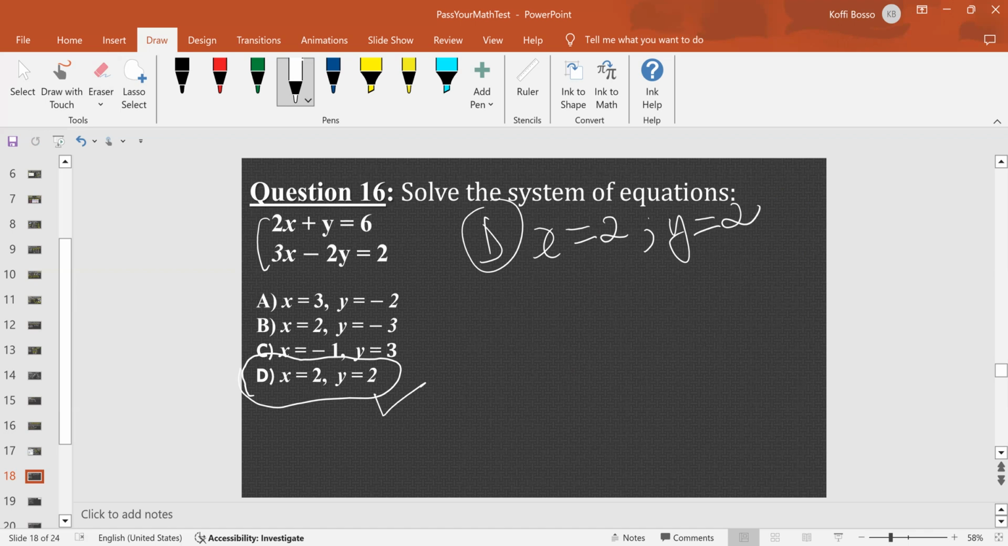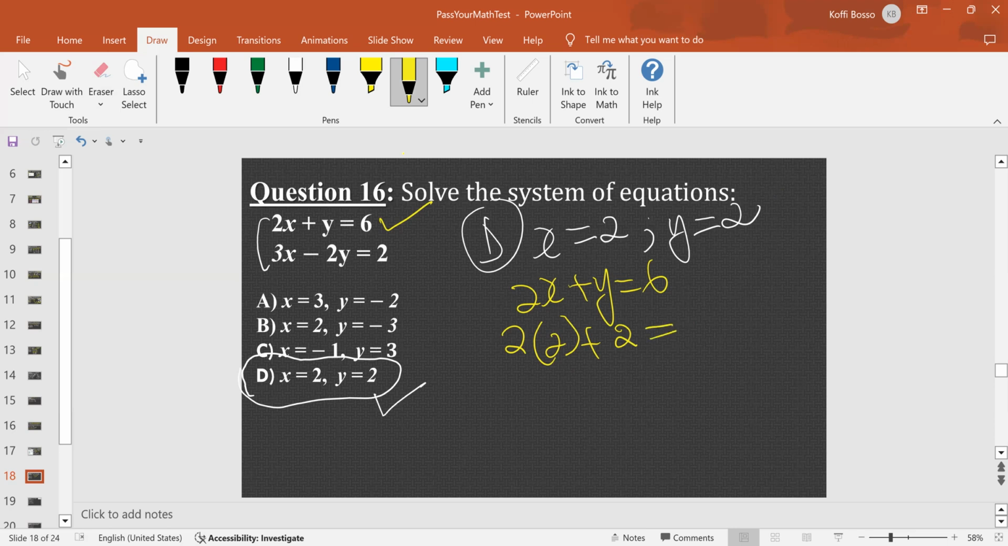Now let's take equation 1, the first one on top. They say 2x plus y is equal to 6. So if I replace x by 2, 2 multiplied by 2, I replace y by 2, plus 2. Can we say that this is equal to 6? So 2 multiplied by 2 is 4. 4 plus 2 is 6. Yes, that works.